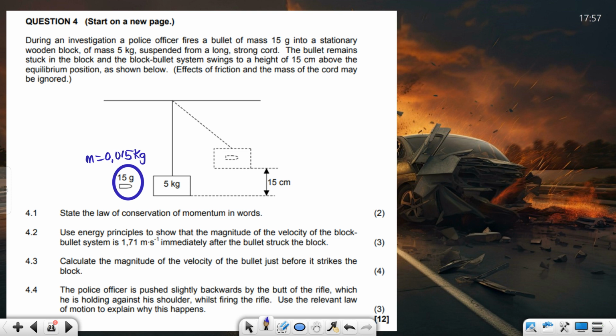All right. They said 15 grams into a stationary wooden block. Okay, stationary, velocity here. Can you see what I'm doing? I'm interpreting immediately. Of mass 5 kg suspended from a long cord. Now the bullet goes into the wood. The wood is the one that is suspended. The bullet remains stuck in the block, and the bullet-block system, so the objects move together as a unit, swings to a height of 15 centimeters.